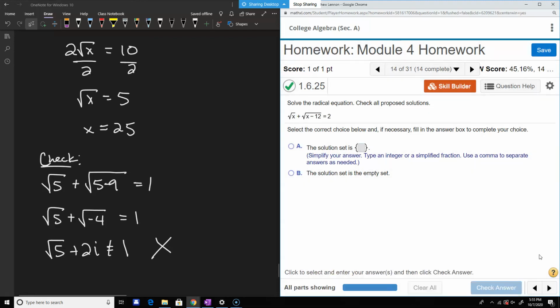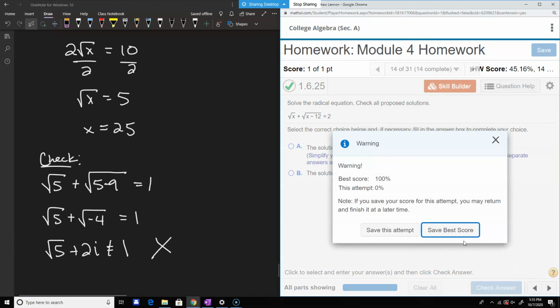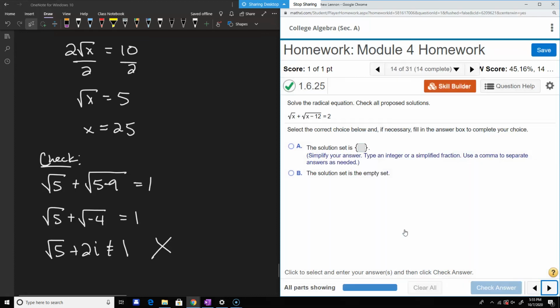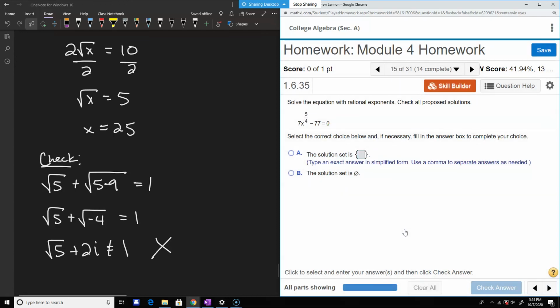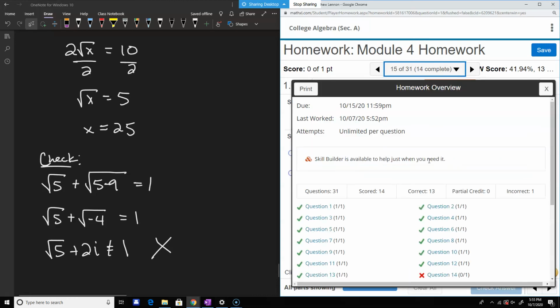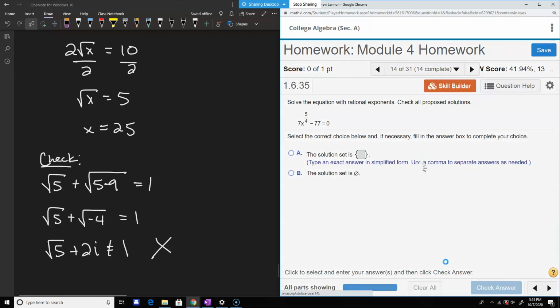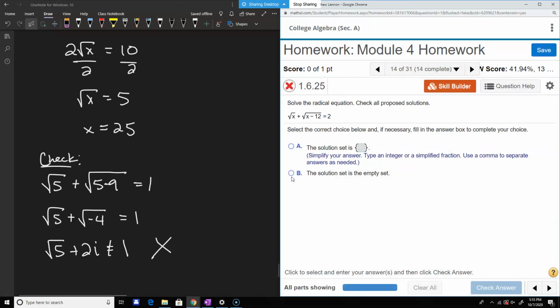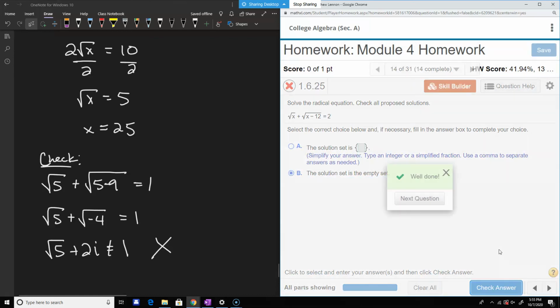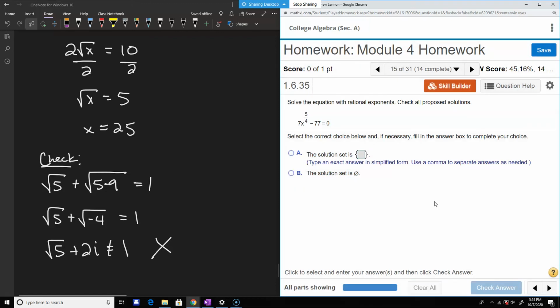Oh, I meant to do next. Wait, I think I clicked the wrong thing. I clicked save this attempt, not save best score. I mean, not that it matters. Okay.